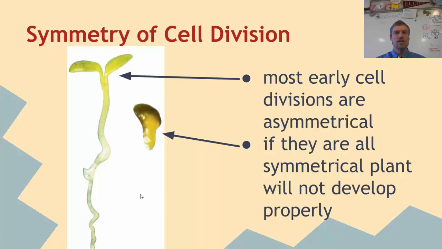So asymmetrical cell division, where the cells produced by the plant have different functions, different fates, is actually incredibly important for the function of the plant and its growth.